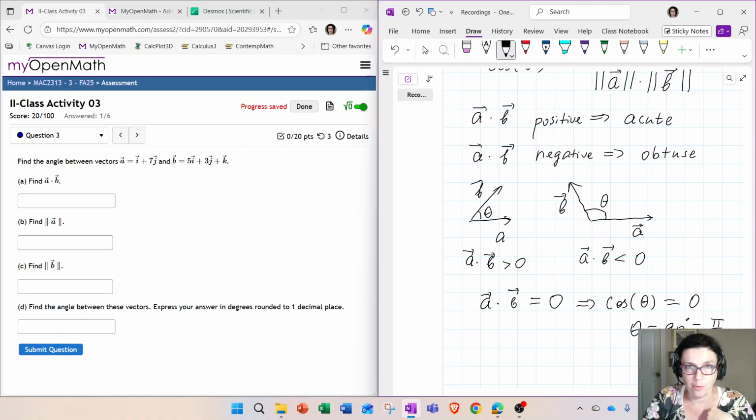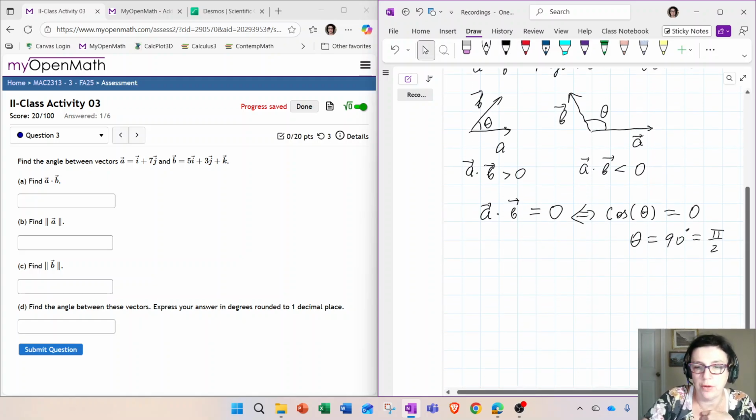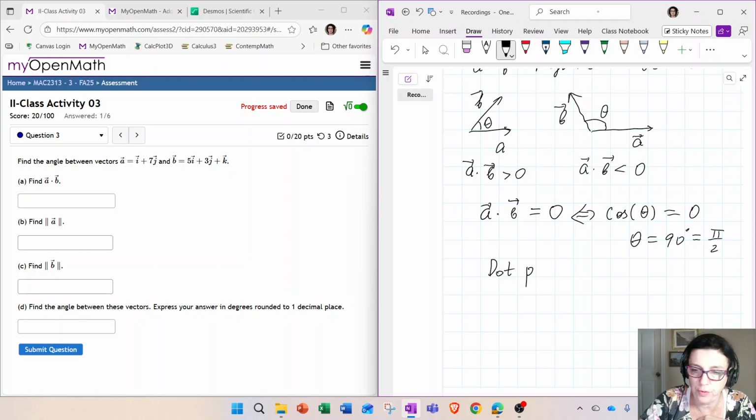So it actually works vice versa. If the angle is 90 degrees, then cosine is 0, which will make the dot product 0. So it's actually if and only if. This is something that you must remember. In order to check to see if two vectors are orthogonal, meaning that the angle between them is 90 degrees, we want to check if the dot product is 0. So when I say check to see if two vectors are orthogonal, I want you to compute the dot product and see if it's 0. So dot product is 0, angle theta is 90 degrees, which means that the vectors are perpendicular or orthogonal.